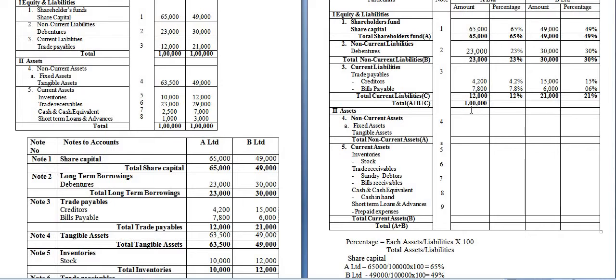The common base for the common size financial statement is total assets or total liabilities. Okay, and all other items we have to compare with this total assets and total liabilities. So the percentage of total liabilities will be 1 lakh divided by 1 lakh into 100, so it will be 100%. Okay, same is the case with B Limited. 49,000 plus 30,000 plus 21,000, total is 1 lakh, and 1 lakh divided by 1 lakh into 100 is 100%. So this is the liability side of A and B Company Limited.